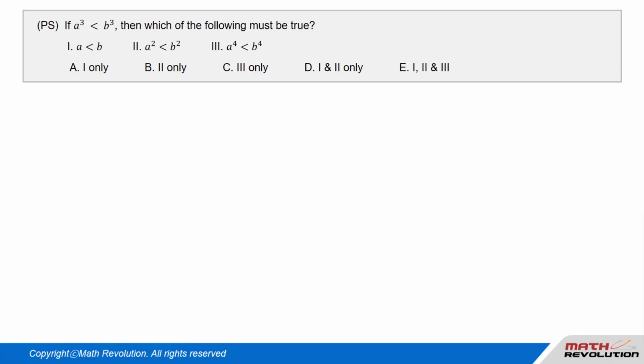Question. If a cube is smaller than b cube, then which of the following must be true? Option 1. A is smaller than b. Option 2. A squared is smaller than b squared. Option 3. A to the power of 4 is smaller than b to the power of 4.